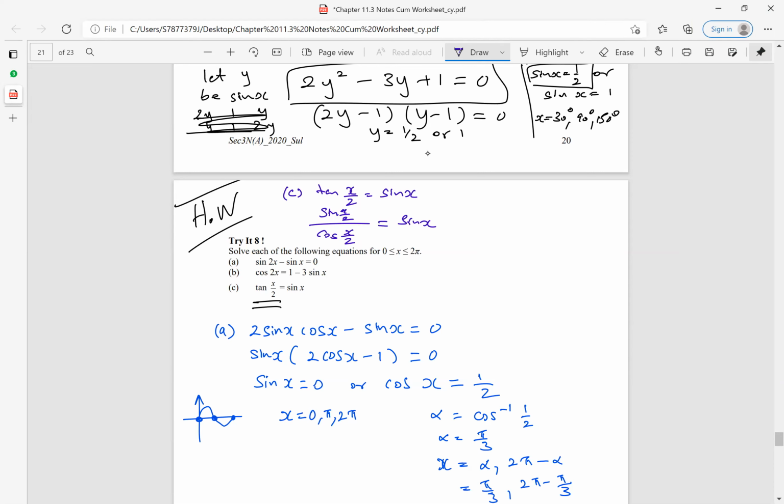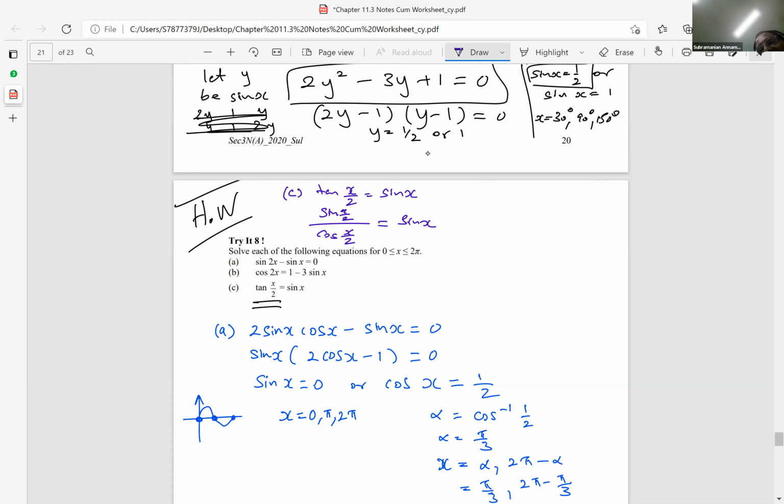Cosine 2a equals 1 minus 2 sine squared a. Yep. Who's that? Very good. So you have to make use of the double angle formula for cosine. This one I've already gone through before.